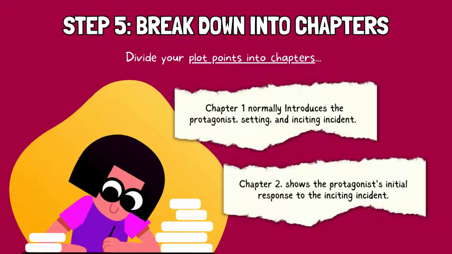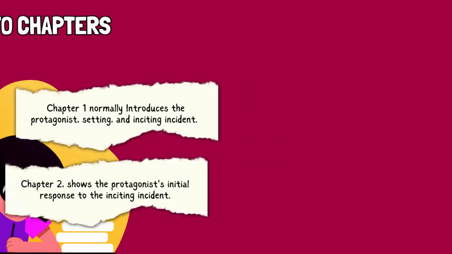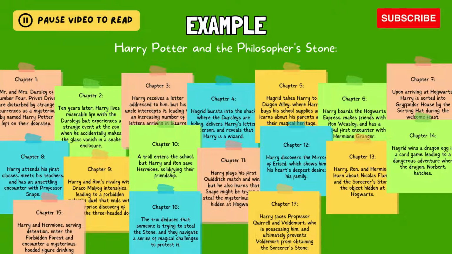Step 5. Break down into chapters. Divide your plot points into chapters. Each chapter should serve a purpose, advancing the plot, developing characters, or building the setting. You should write down a 1-sentence summary explaining each chapter. Chapter 1 normally introduces the protagonist, setting, and inciting incident. Chapter 2 shows the protagonist's initial response to the inciting incident. Continue with this structure, ensuring each chapter leads logically to the next. Take a look at this example for Harry Potter and the Philosopher's Stone.